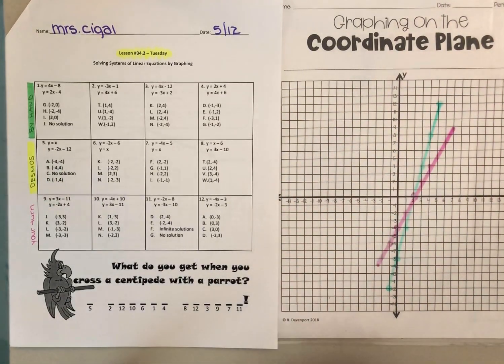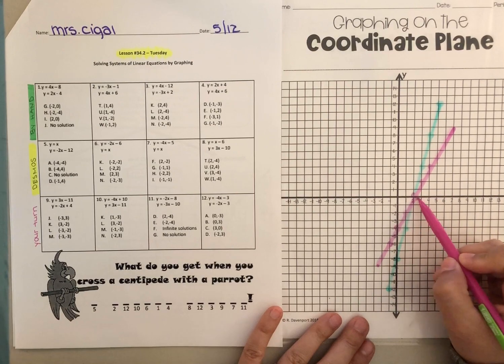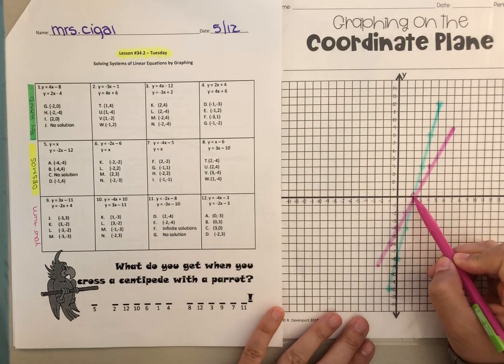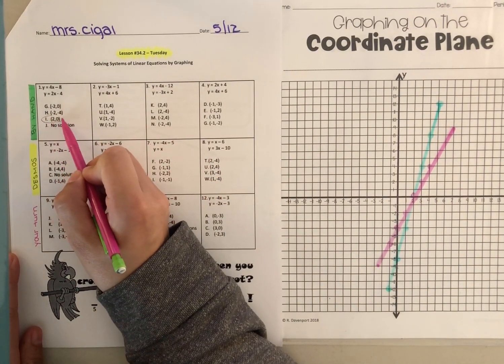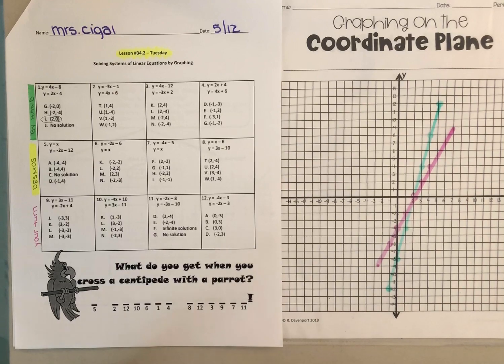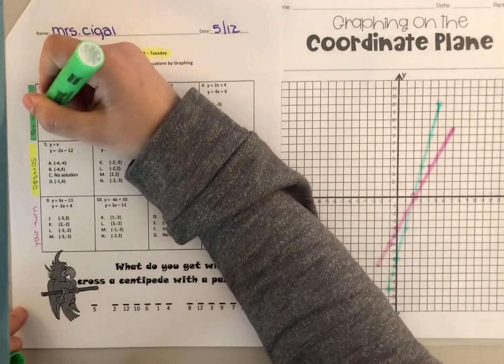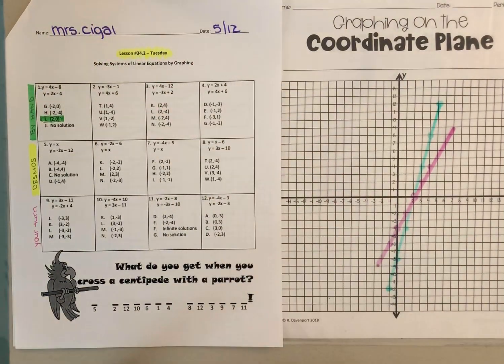And all I'm looking for is that point of intersection. So I just want to see the exact ordered pair where they're crossing. So this point right here is at 2 and 0. So my solution would be 2, 0. So that's right here. All right, here I'll highlight it for you. So now let's move on to the next one.